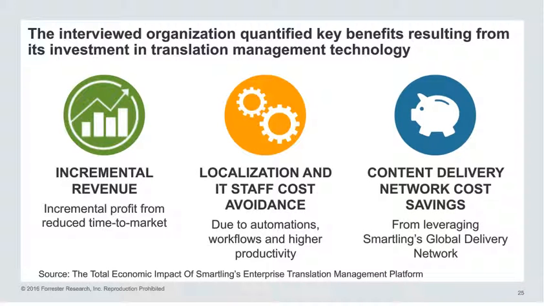Finally, content delivery network cost savings is the third benefit here. The interviewed organization uses SmartLink's global delivery network to host and serve the web application in most regions. For these regions, the company therefore avoids paying for global data centers and content delivery networks. The associated cost savings have been estimated at $695,000 for the interviewed organization.